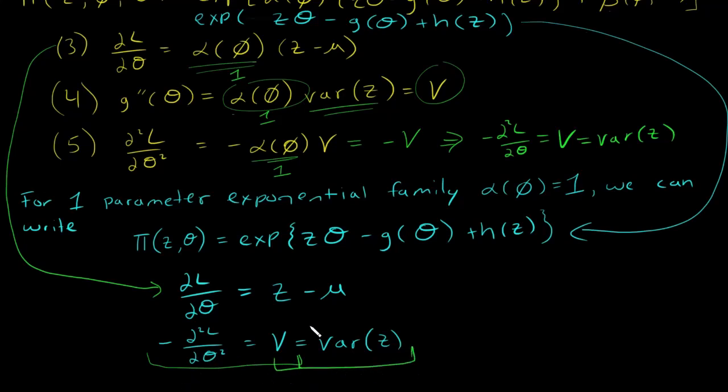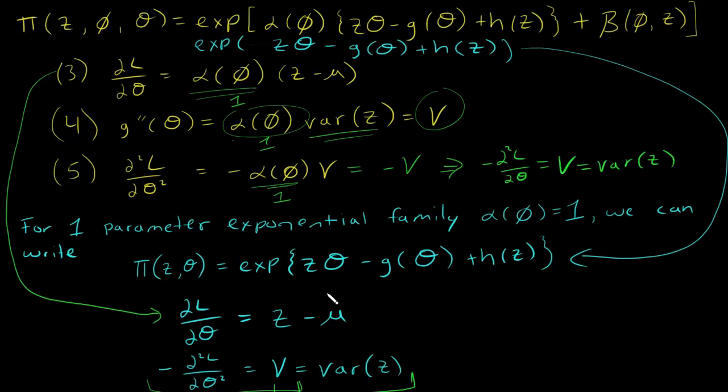Okay, so you can see that these three equations follow pretty directly from everything that we've talked about previously. You're just plugging in 1 for alpha of phi.